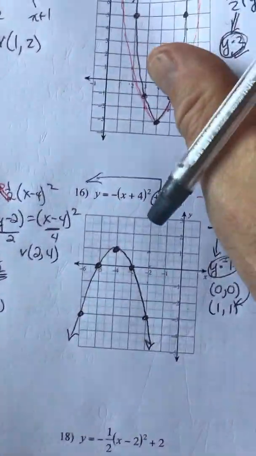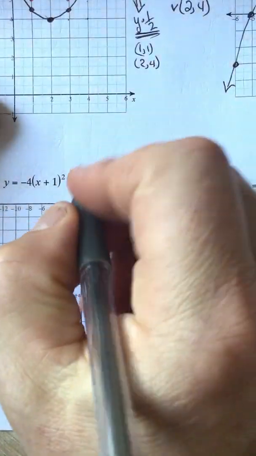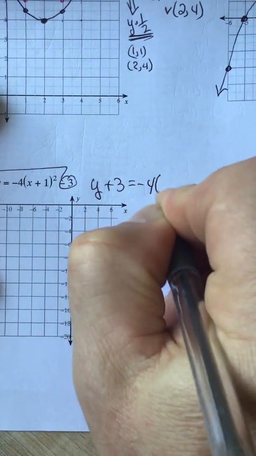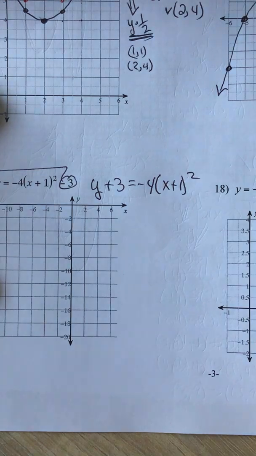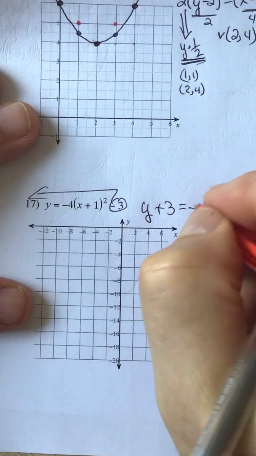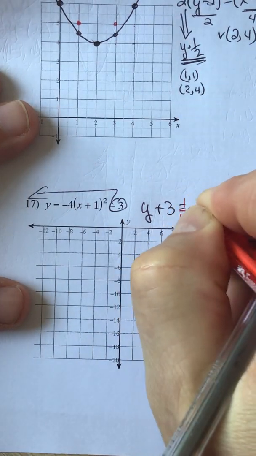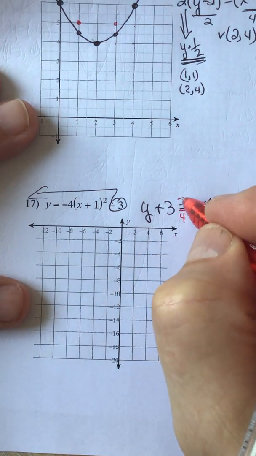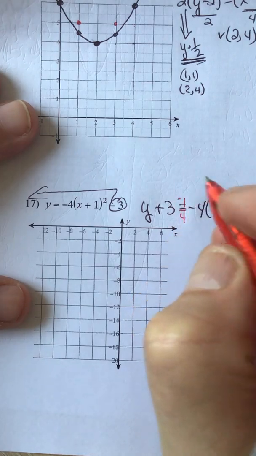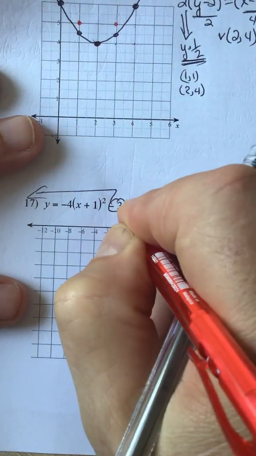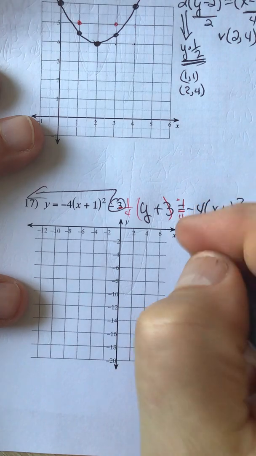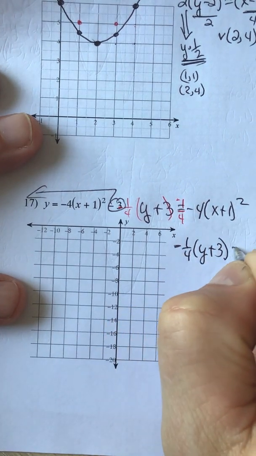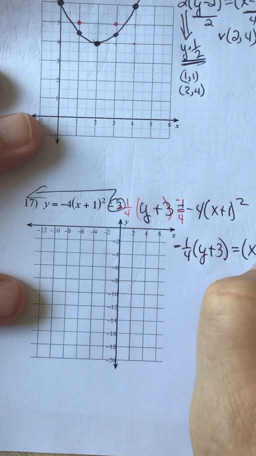Okay, 17 and 18, these can go maybe a little bit quicker now. So first move the 3, so y plus 3 equals -4, x plus 1 all squared. And I'll multiply off, so I'm just trying to make the -4 cancel out. So I'm going to multiply by another negative, because a negative times a negative, I need a negative to cancel that out. So I'm going to multiply this side over here by -1/4. So we end up with -1/4 (y plus 3) equals (x plus 1) all squared.